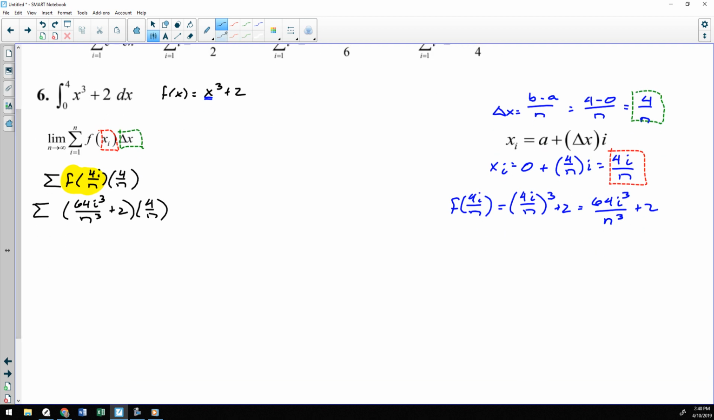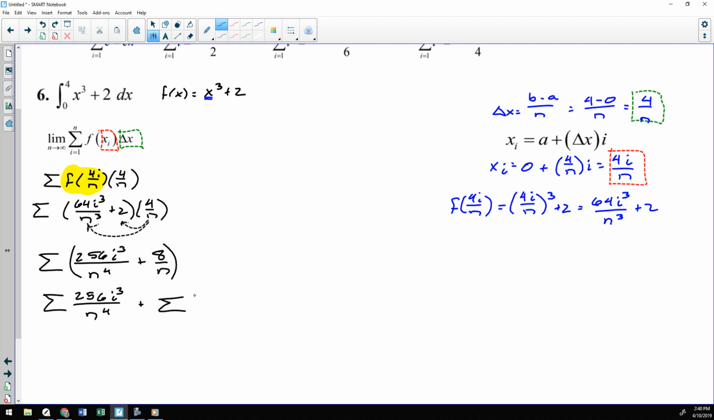Then we'll take the 4 over n and distribute it through this set of parentheses, which gives me the sum of, let's see, 64 times 4 is 256, i cubed over n to the 4th, and 2 times 4 over n would just be 8 over n. Then, because I've gotten rid of all the multiplication right here, I can break apart this summation into the sum of 256 i cubed over n to the 4th plus the sum of 8 over n.